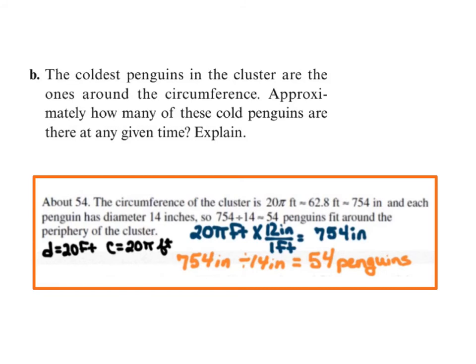Now I know the diameter of every single penguin is approximately 14 inches. So 754 inches divided by 14 inches, which is the amount per penguin, would give me a total of 54 penguins. I probably should say inches per penguin there. Okay, so a total of 54 penguins around the outside.